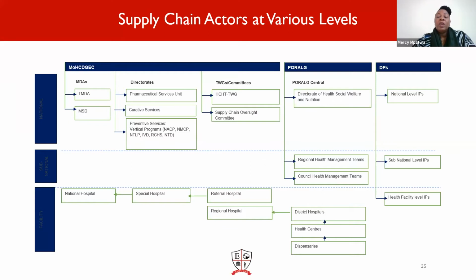Then we go to the President's Office, Regional Administration and Local Government. At the central level, we work closely with the Directorate of Health, Social Welfare and Nutrition, since they implement the policies that have been introduced by the ministry. But we work in collaboration because we all serve the common citizen. Then under them, they have the regional health management teams and also the council health management teams, the RHMTs and CHMTs.